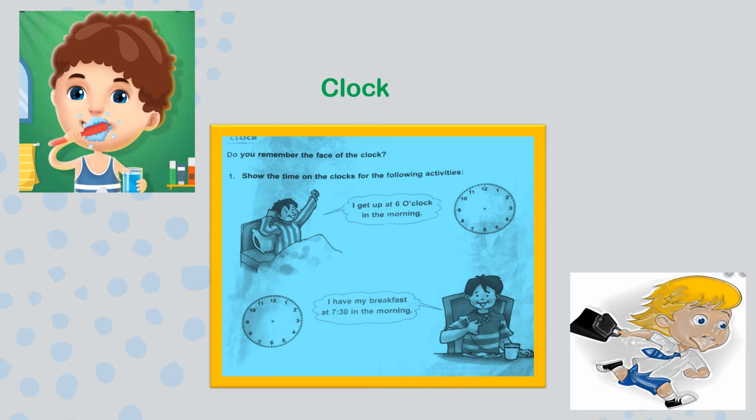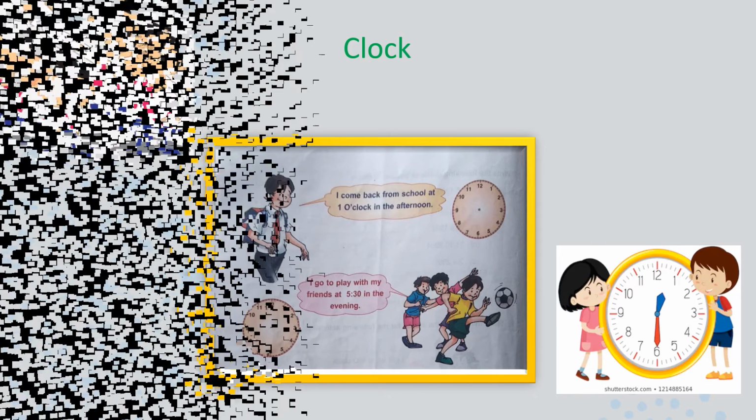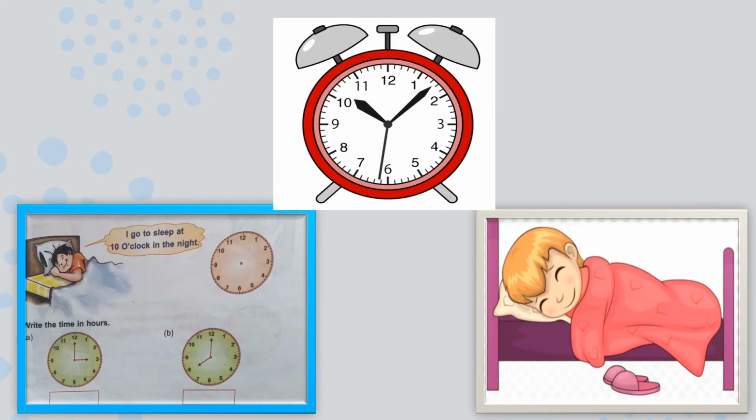I have my breakfast at 7:30 in the morning. I come back from school at 1 o'clock in the afternoon. I go to play with my friends at 5:30 in the evening. I go to sleep at 10 o'clock in the night.